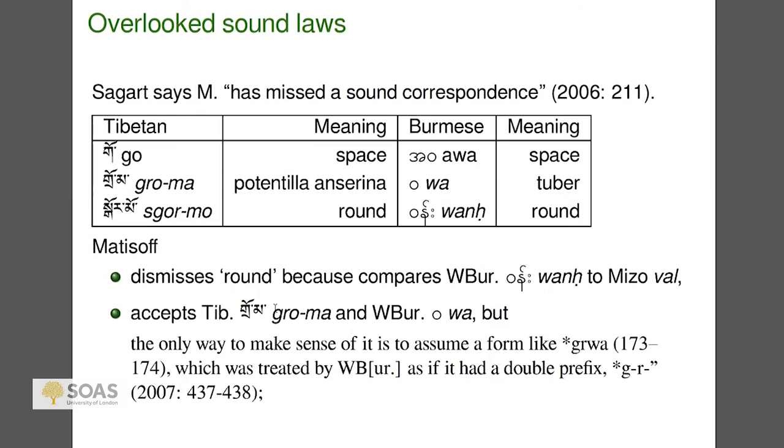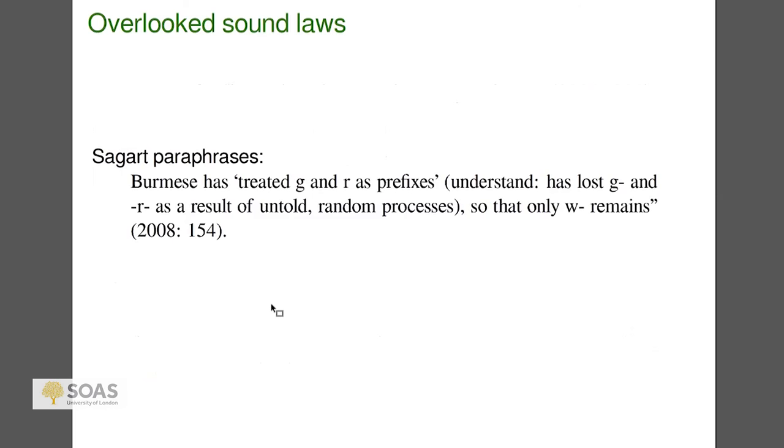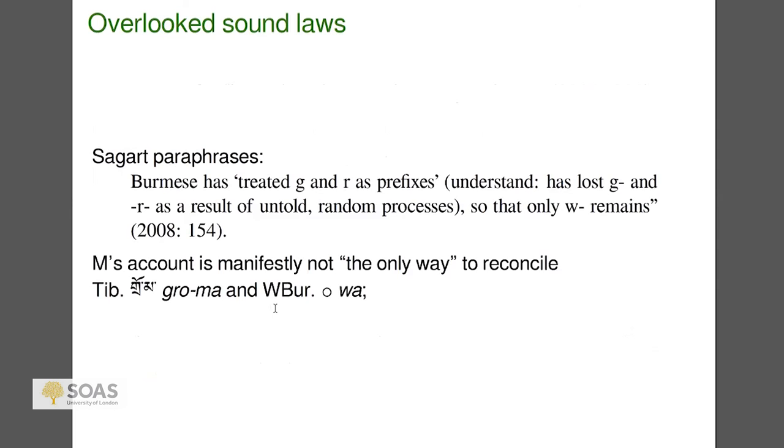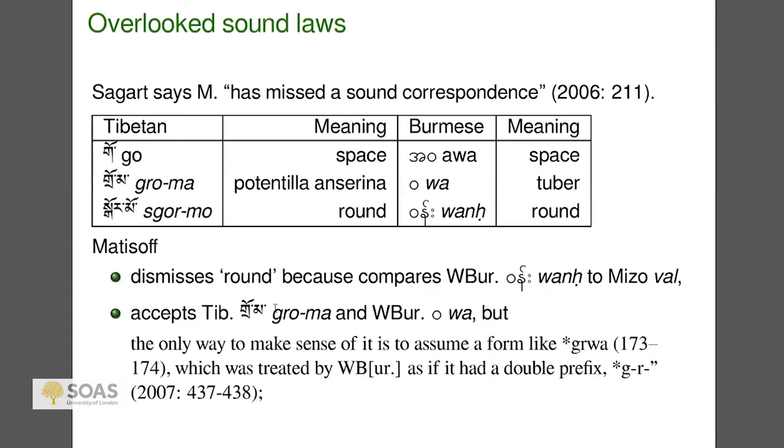It says the only way to make sense of it is to assume a form like grwa, which was treated by Burmese as having a double prefix, gra. So Sagart paraphrases that opinion as saying, Burmese has treated G and R as prefixes. Understand, has lost G and R as a result of untold random processes, so that only W remains. And I think that's a good paraphrase, which is what my co-author Hannes and I are objecting to. And then just by way of reminder, Matisoff says, the only way to make sense of this.